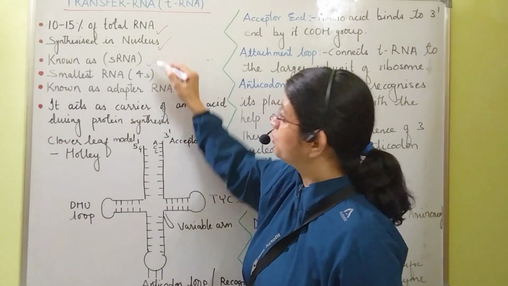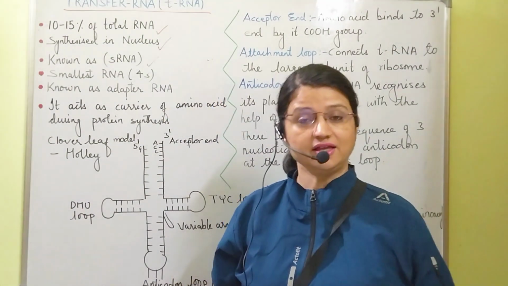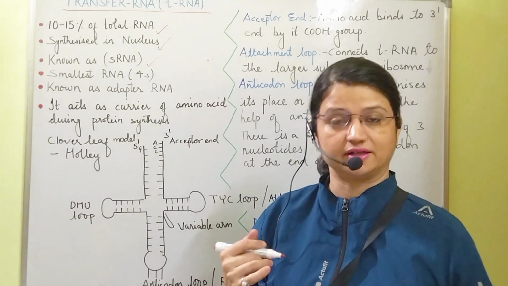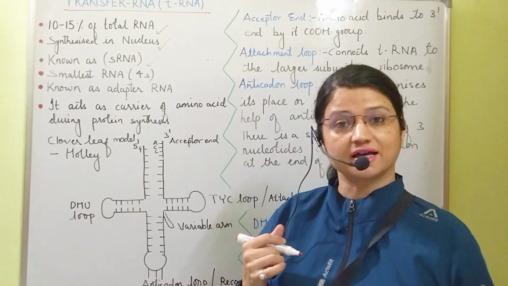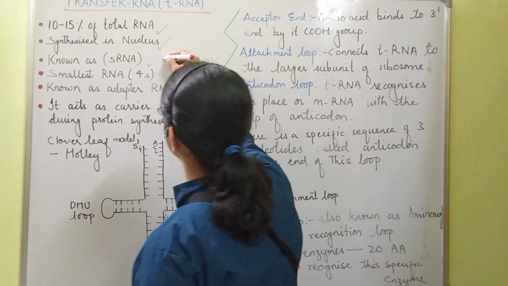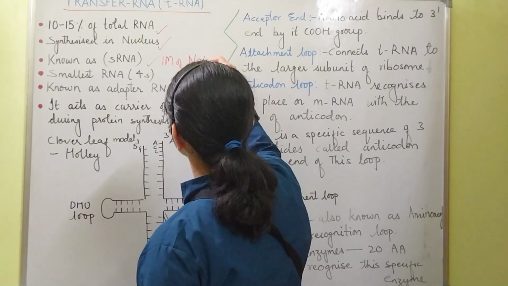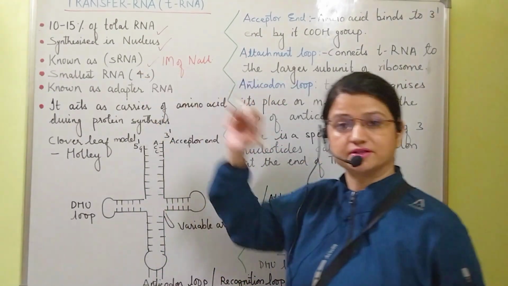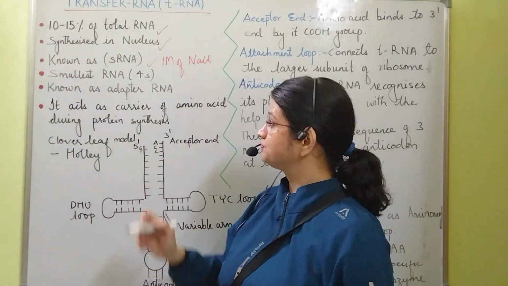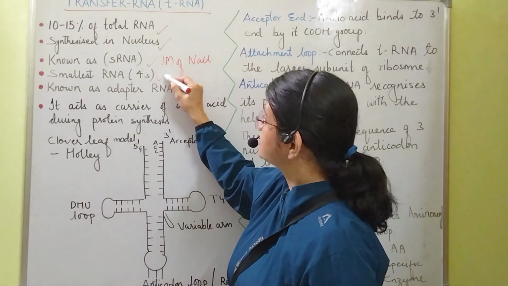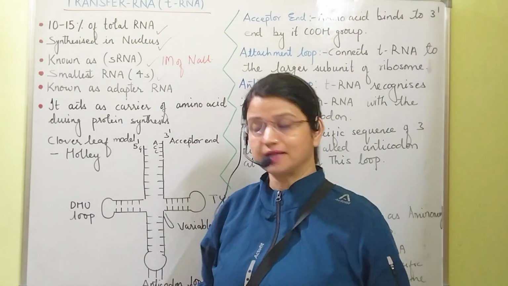It is also known as sRNA, that is soluble RNA. Why is it known as sRNA or soluble RNA? Because it is soluble in 1 M NaCl. So that's why it is known as sRNA. It is the smallest RNA, that is 4S type.